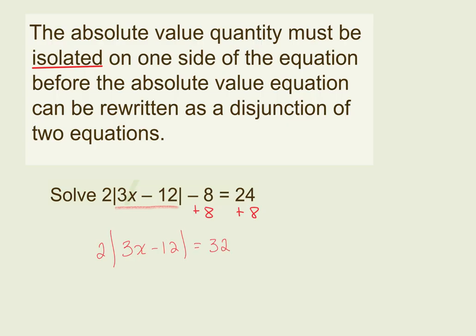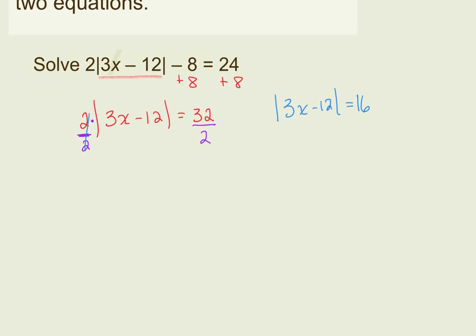We also have this 2. Now remember, when you do not see an operation here, it is a multiplication. So to get rid of this 2, I am going to divide both of these sides by 2, and I will end up now with that absolute value equal to 16. Now, once you have it at this point, you are now ready to set up those two equations and solve.